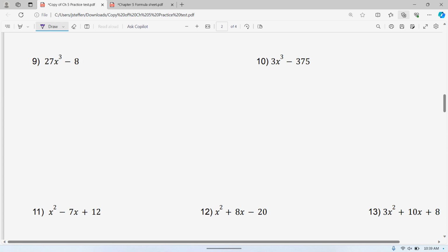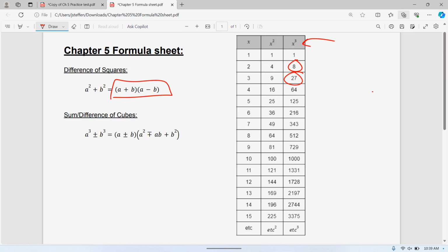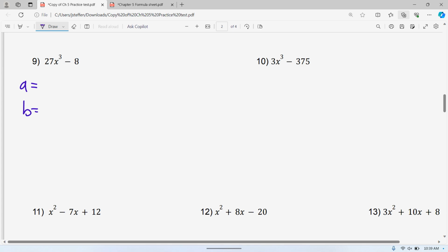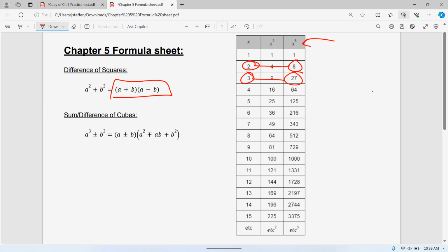It's a difference of cubes. The biggest thing with this one is finding your A and B. My A for this one is 3x, because 3 to the third is 27 and x to the third is x to the third. 8 is 2 to the third, so my B is 2.